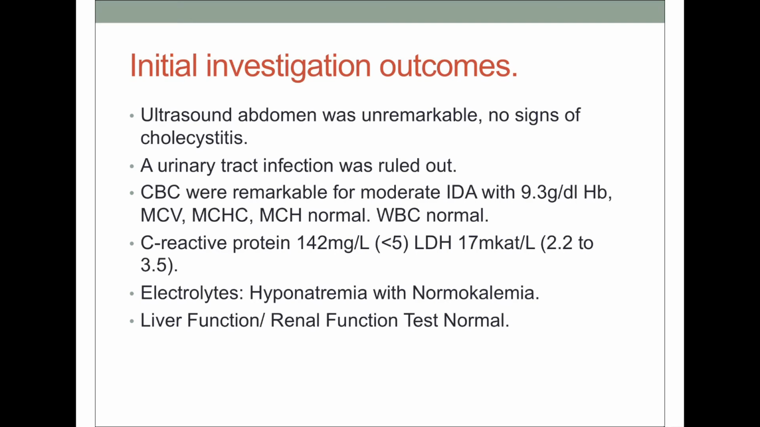CBC was remarkable for moderate iron deficiency anemia, hemoglobin 9.3, which later on improved upon admission to 10. So his MCV, MCHC, MCH was normal. WBCs were normal. C-reactive protein was 142, which was quite high. LDH was high as well. Electrolytes, mild hyponatremia with normal kalemia. Again, hyponatremia is very common in patients who are presenting with typhoid fever. Liver and renal function tests were normal.